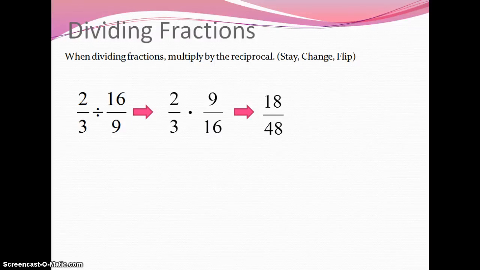2 times 9 is 18. 3 times 16 is 48. Reduce that down, you get 3 over 8. That is your final answer.